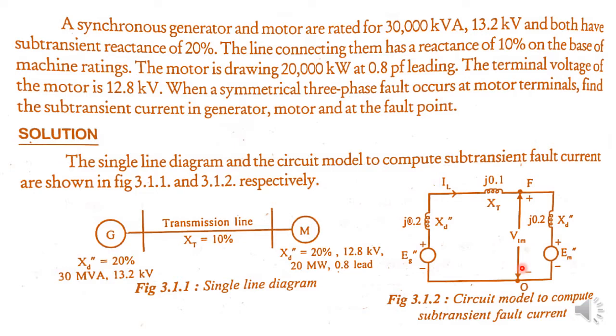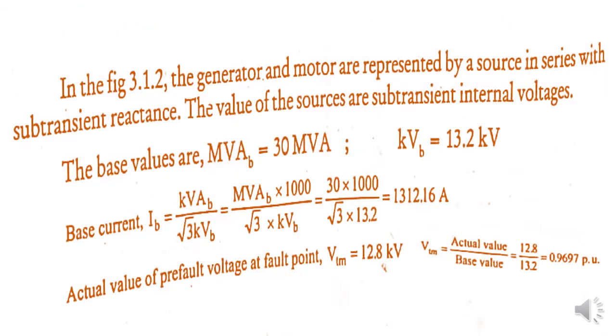And to find Thevenin impedance, we have to short these two sources and find the equivalent impedance as seen from the fault terminals. Here, generator ratings are taken as base values, hence MVA base is 30 MVA, kV base is 13.2 kV. This is how we calculate base current. I base equals MVA base into 1000 by root 3 times kV base. MVA base is 30, so 30 into 1000 by root 3 into 13.2. Calculating, we got 1312.16 amperes.